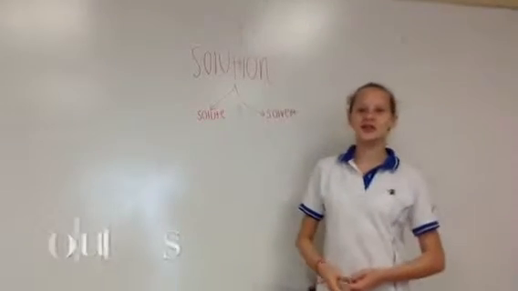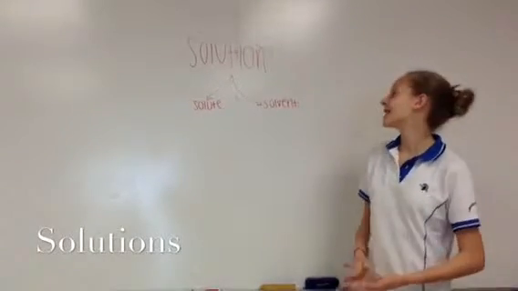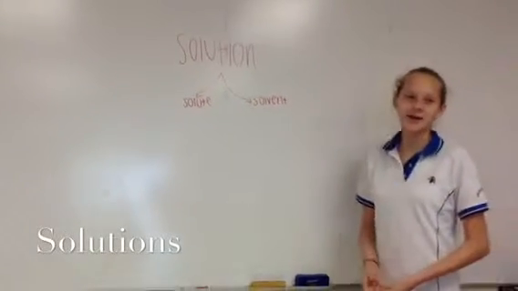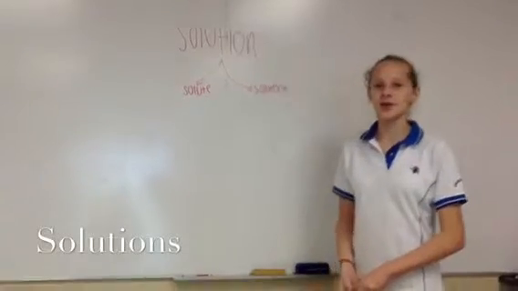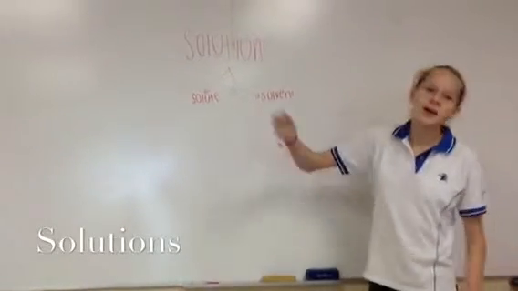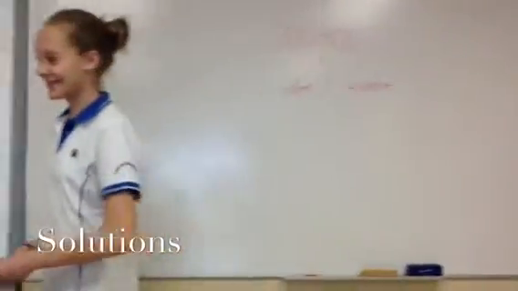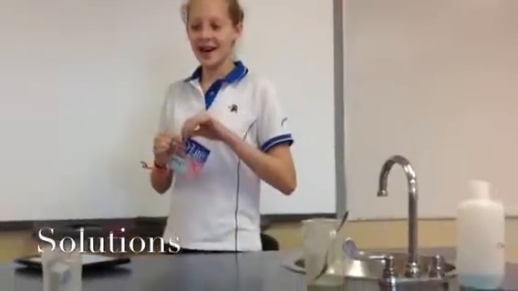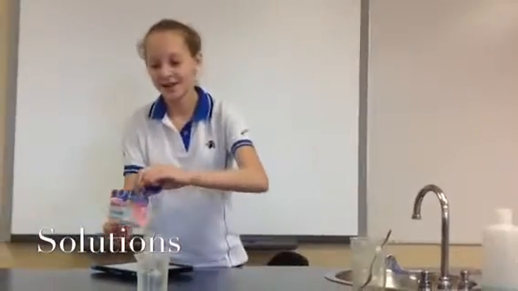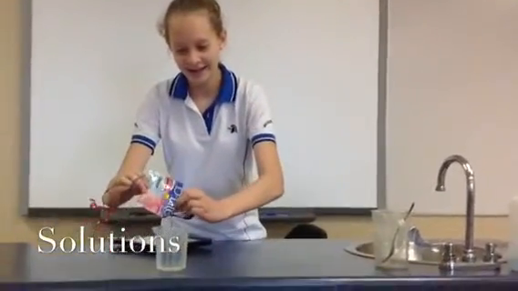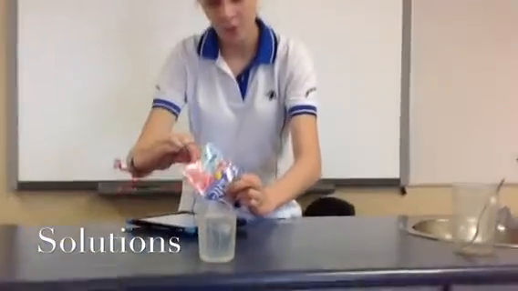A solution has two parts, the solute and the solvent. The solute is the liquid, gas, or solid that is being dissolved, and the solvent is the substance that does the dissolving. For example, the powder is the solute, and the water is the solvent. You can see the powder being dissolved in the water.